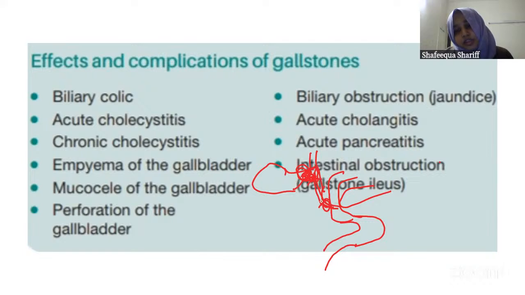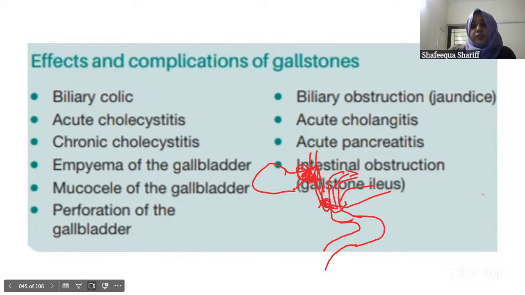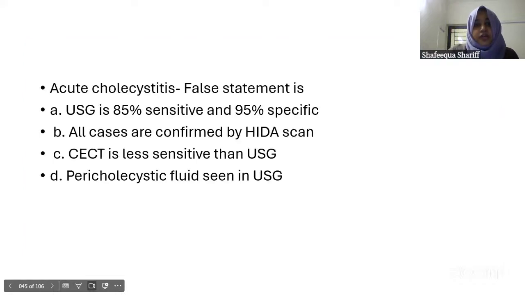So this stone will next go through this to the pancreas, block this duct here, and may cause pancreatitis, or the stone may cross from here and go into the bowel. When it goes into the bowel, it goes right to the terminal ileum. There it may cause obstruction, which may cause intestinal obstruction. So this is an easier way to remember all the effects and complications of gallstones.